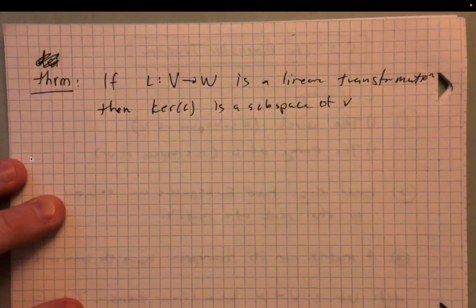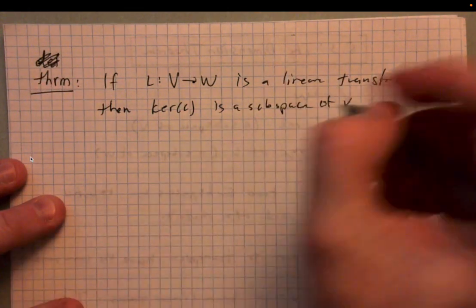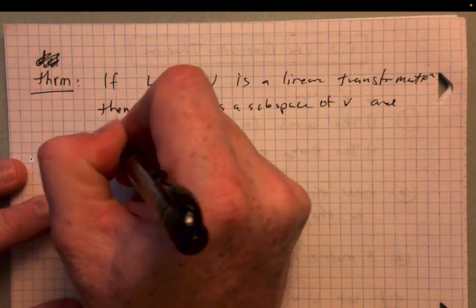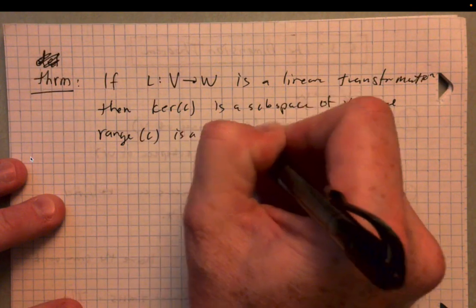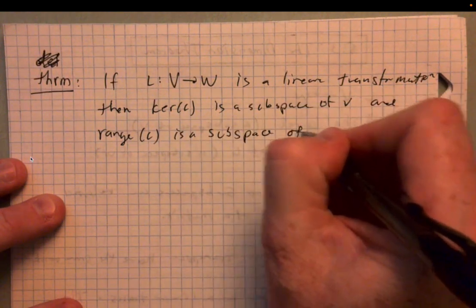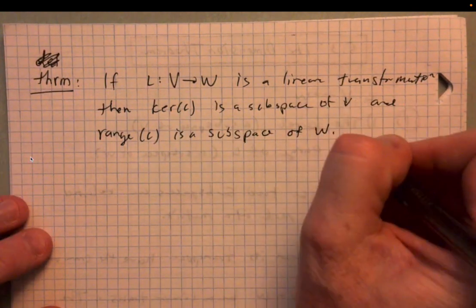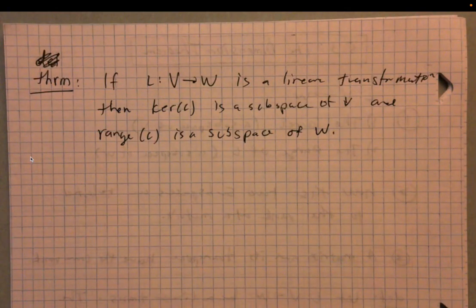Okay, so it's a subspace, and the range of L is a subspace of what? W. Okay, so we already knew there were subsets, and so the next thing we'd want to be sure of is, okay, are they subspaces? And indeed they are.